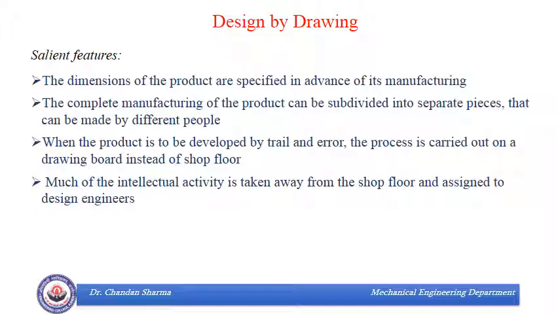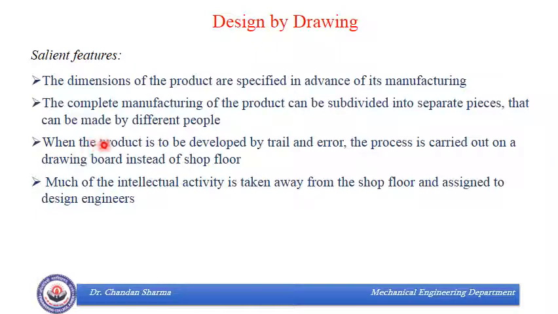The second method which is used these days is design by drawing. That is a very common method. Here, the dimensions of the product are specified in advance of its manufacturing. The complete manufacturing of the product can be subdivided into separate pieces that can be made by different people. Say a machine element comprises 4 parts. So in this method, all the 4 parts can be individually manufactured and then assembled.